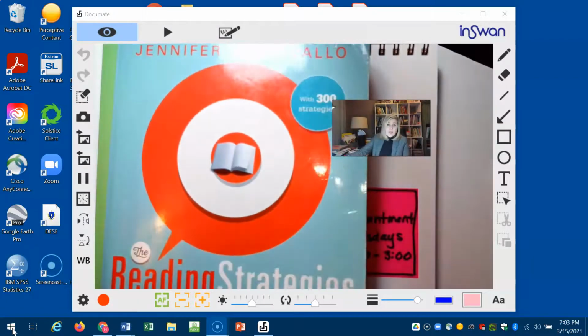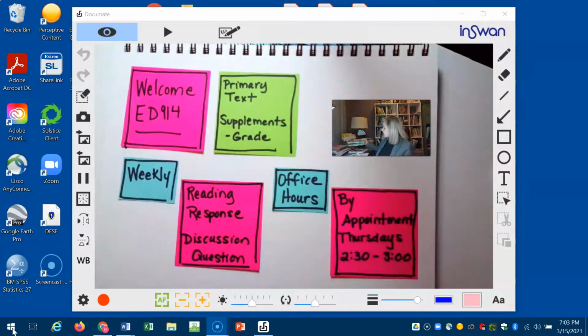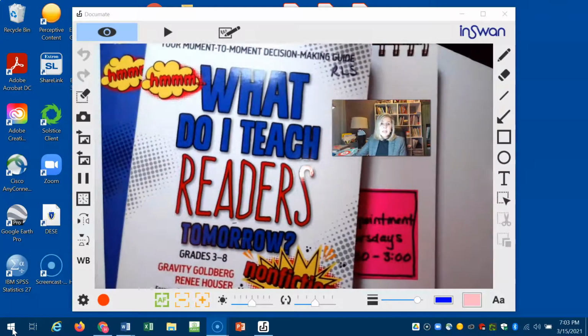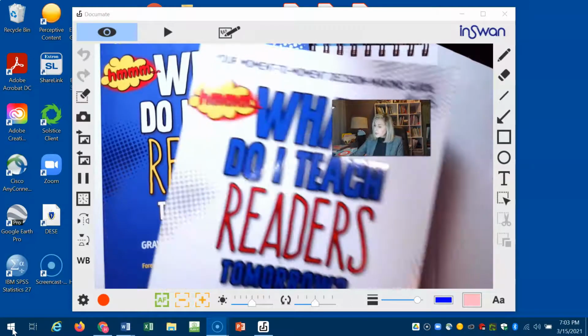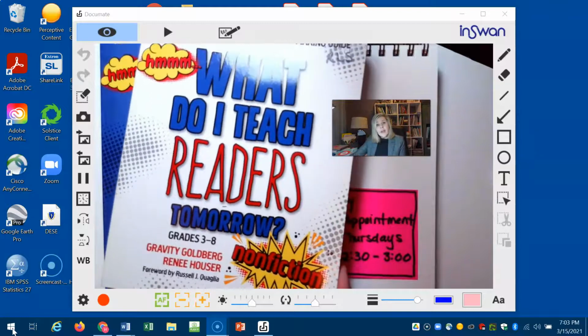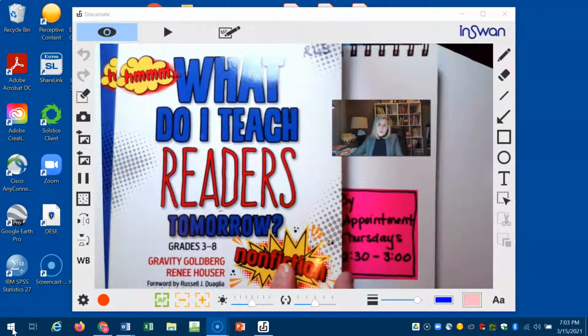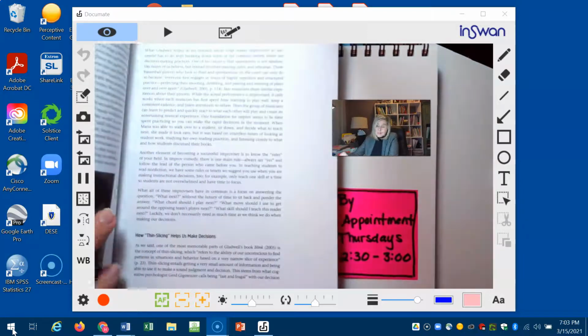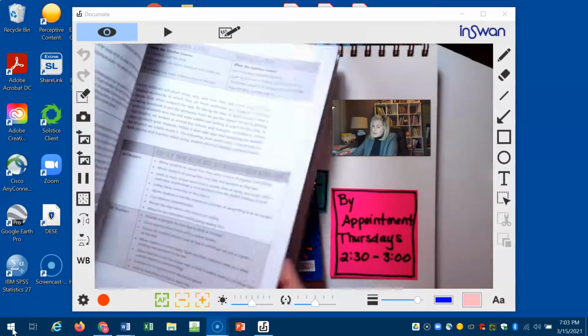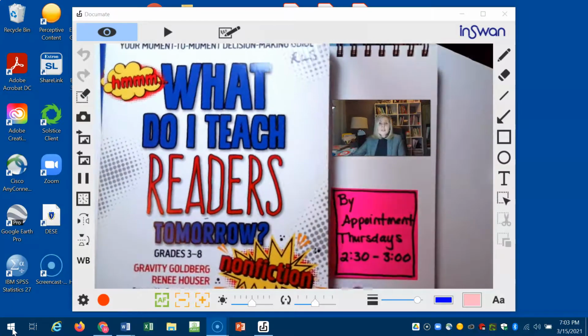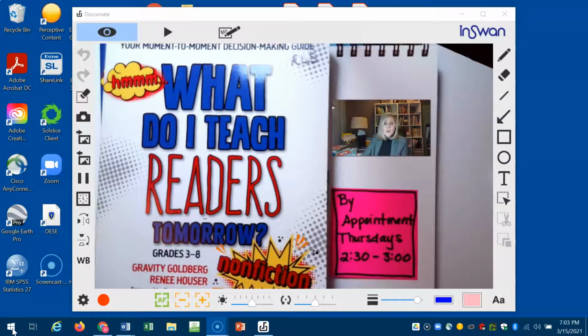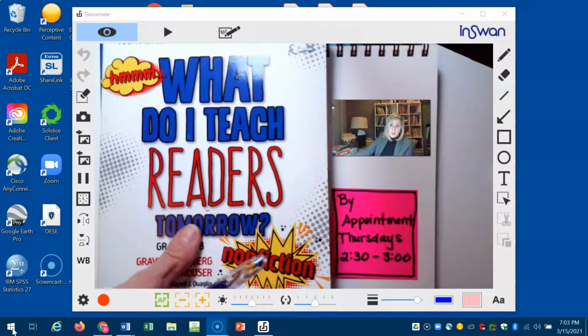But some high school teachers really have found another option that might be more helpful. So this is a nonfiction and a fiction resource by Gravity Goldberg and Renee Hauser. And this also has strategies for you to develop lessons for your students, right? So they're at a much higher level, and the examples of texts really are more supportive for more middle leaning towards high school students. And so I just like to give people options.